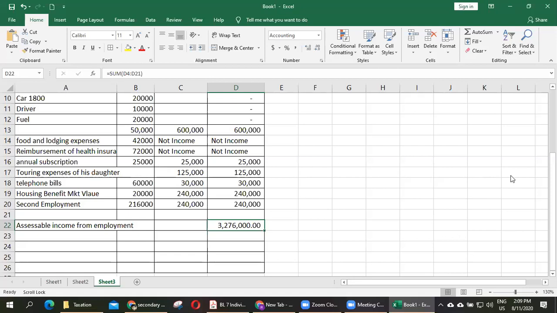If one person asks a question, yeah. Again, explain how to get the second employee income, 240,000. Then can you explain second employment? Right. Second employment means, right?